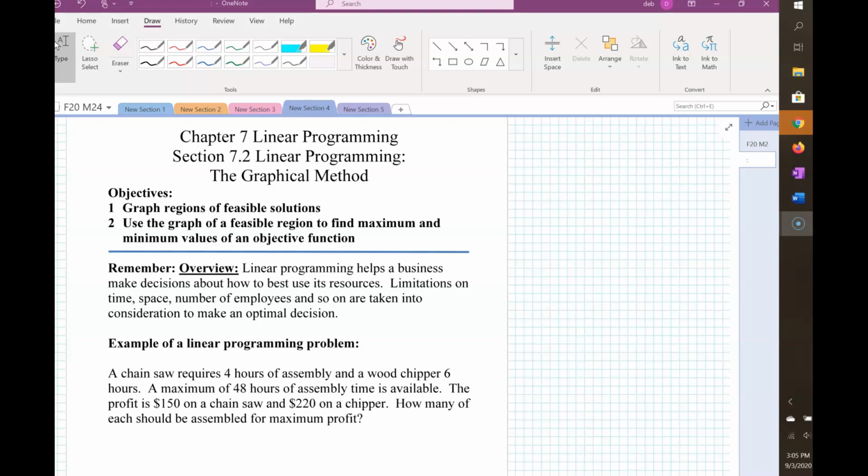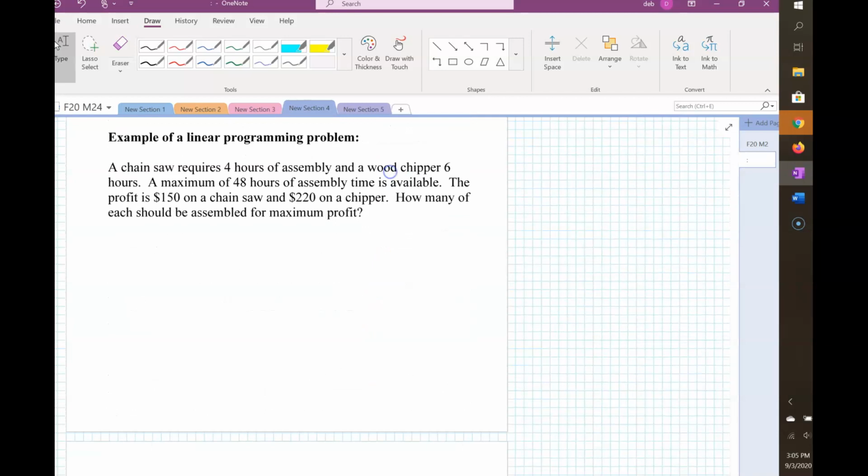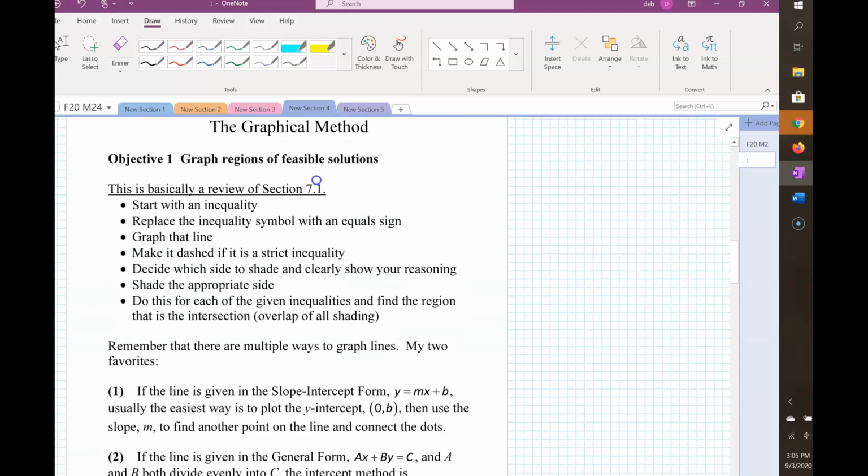So we're going to look at word problems like if a chainsaw needs 4 hours of assembly and a wood chipper needs 6 hours, and you only have 48 hours of time available, so that's your limitation, and your profit on chainsaws is 150 and your profit on chippers is 220, then the question that linear programming can answer is how many of each should be assembled for maximum profit? So that's the kind of question that we'll look at in 7.3.